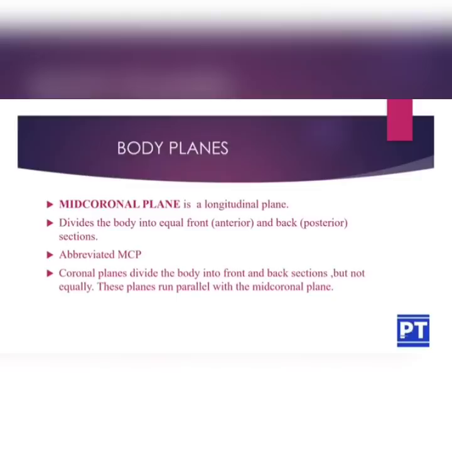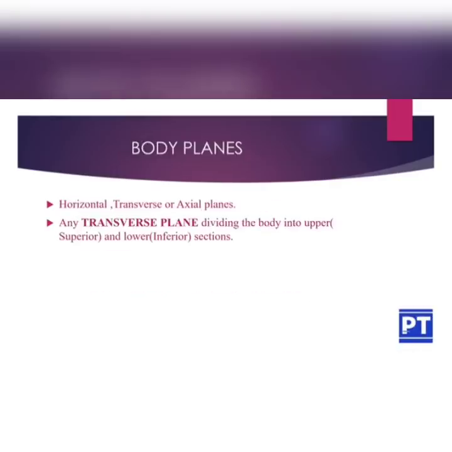Mid-coronal plane is a longitudinal plane which divides the body into equal front, anterior, and back, posterior sections, abbreviated as MCP. Coronal plane divides the body into front and back sections but not equally. These planes run parallel with the mid-coronal plane. And the last plane is a transverse plane which divides the body into upper, superior, and lower, inferior sections.